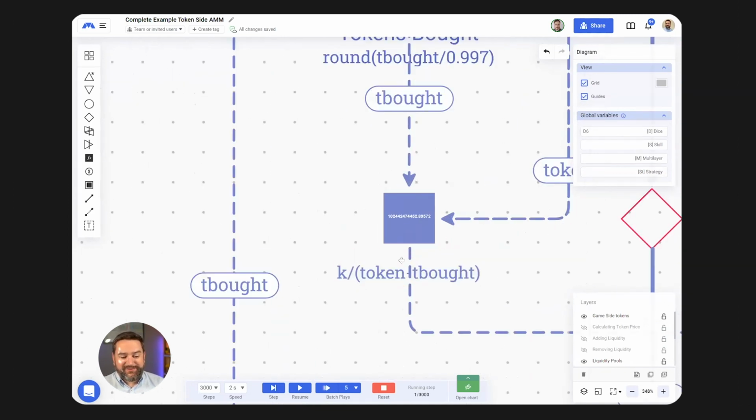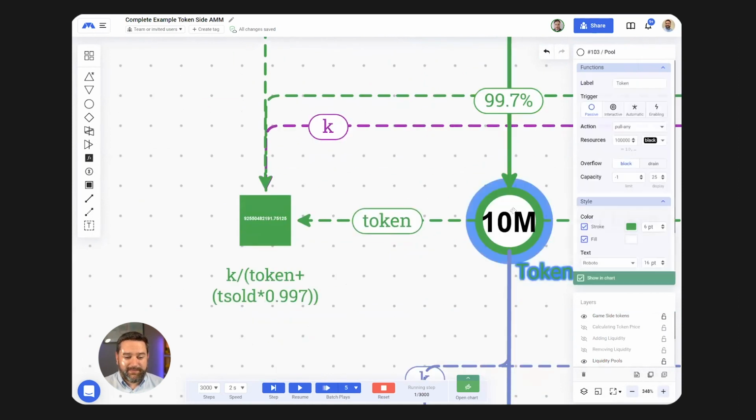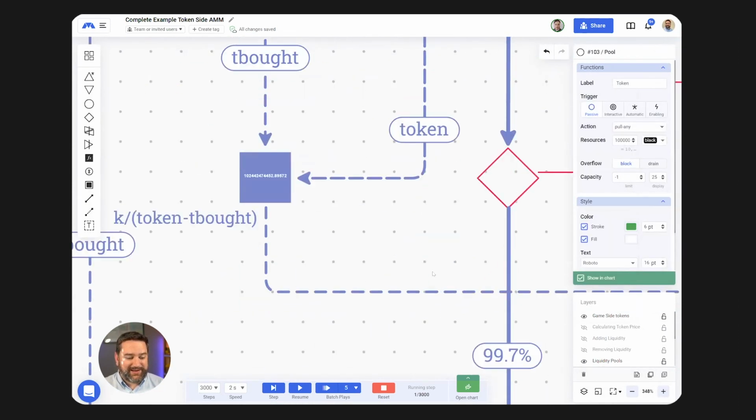Then, just as we saw before, we're using that K number. So here I'm taking my K number and I'm dividing it by the number of tokens that are already inside our liquidity pool. So this is coming from my 10 million tokens I have here.